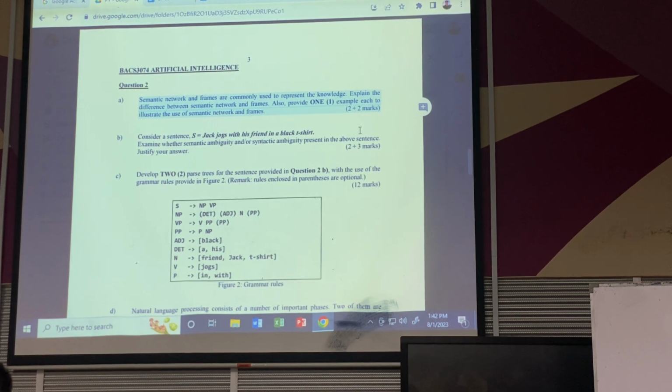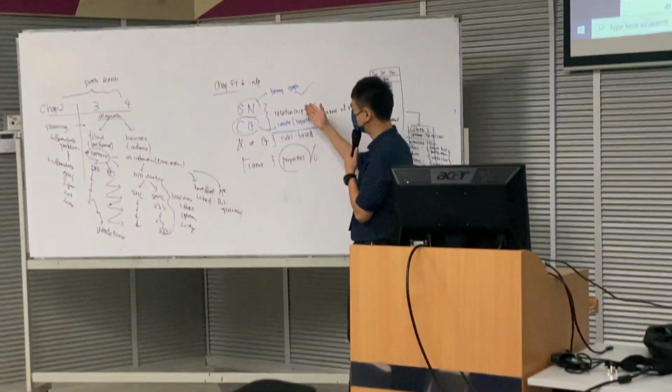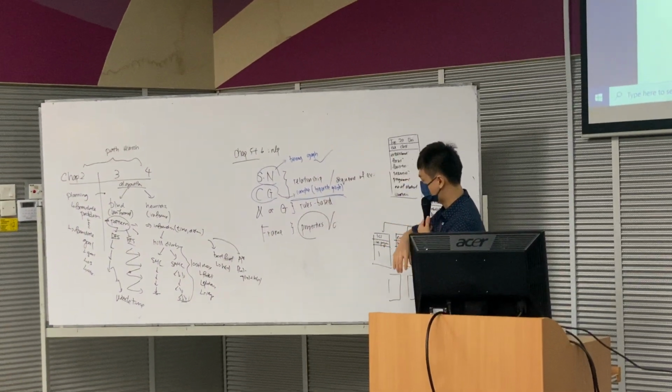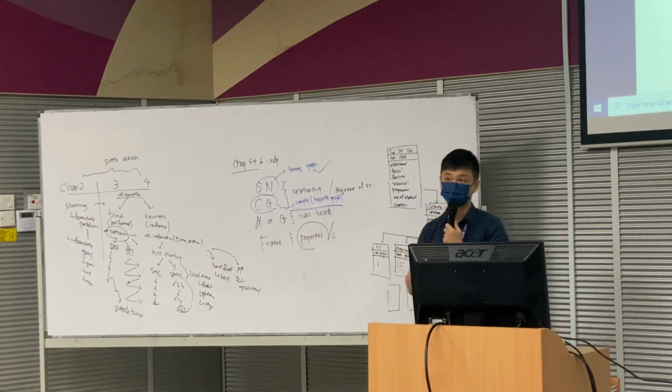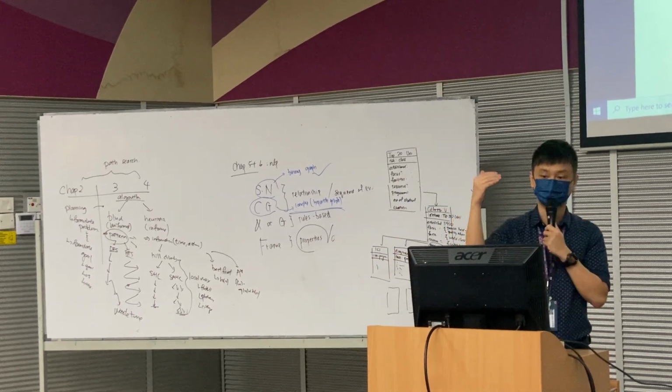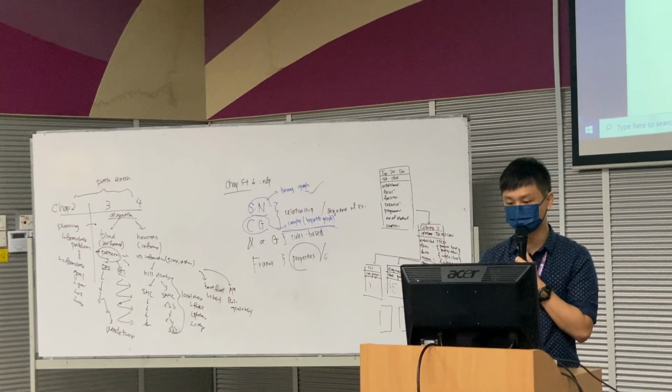In this case, you can just say that a semantic network is more appropriate to represent the relationship or sequence of events. Meanwhile, frames are more towards showing the properties and also the attributes.